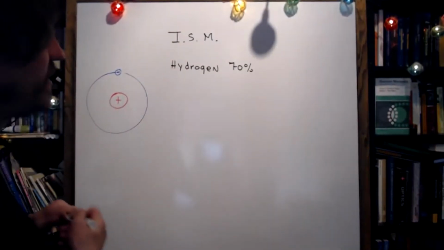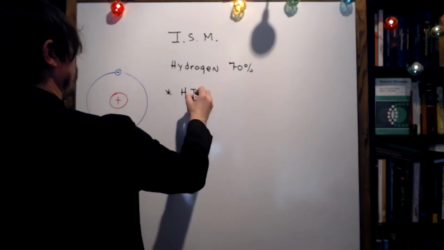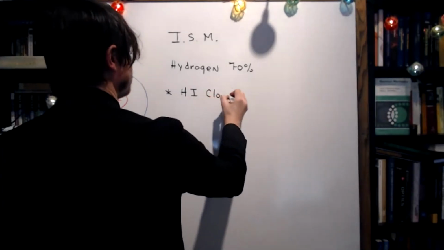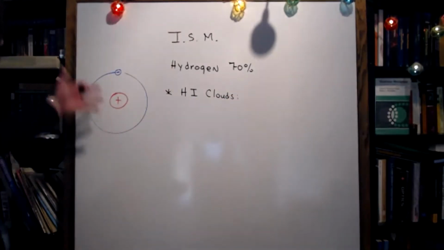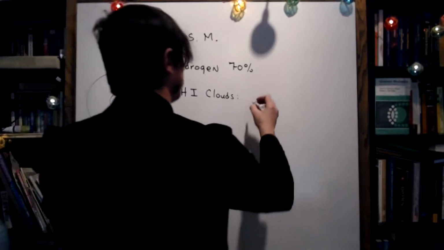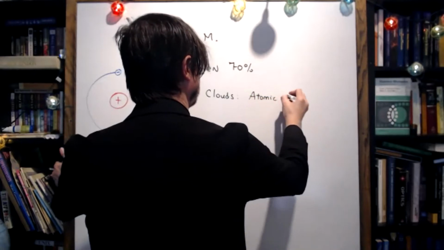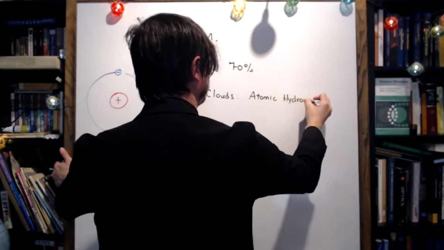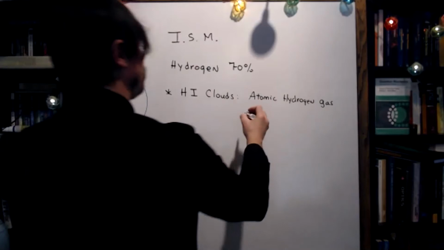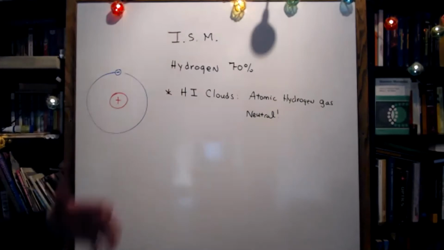Astronomers have nomenclature for it. The first type is what we call H1, H Roman numeral 1, clouds. And H1 clouds are just clouds of simple basic hydrogen gas. So we call it atomic hydrogen gas. It's important to note that H1 clouds are neutral. Usually this gas is cold.